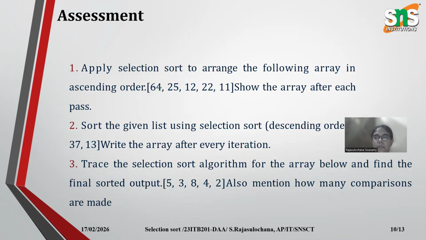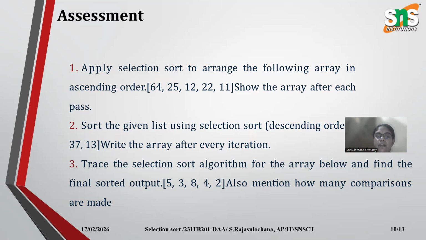So here is an assessment. Now consider an array containing values 64, 25, 12, 22, and 11. Now we have to perform selection sort on this array. So how many passes do you think are required? In the first pass, 64 is swapped with 11, and in the next pass, 25 will be swapped with 12, and again in the next pass, 25 and 22 are swapped together, after which no swapping is required. So you will get the sorted list in 3 passes.